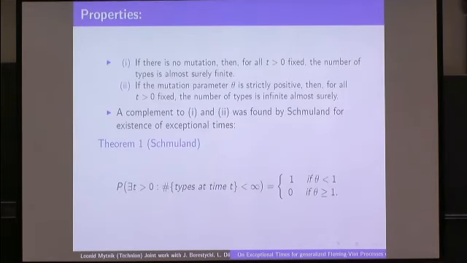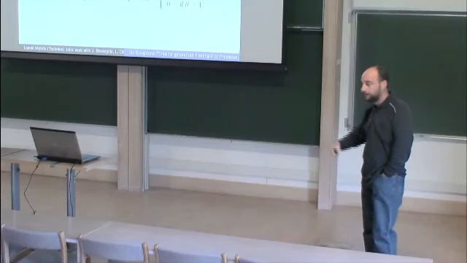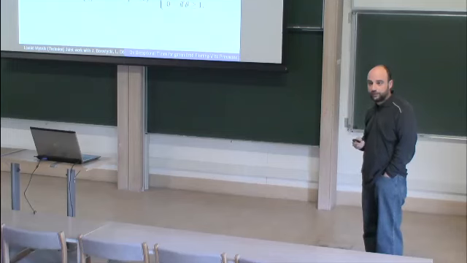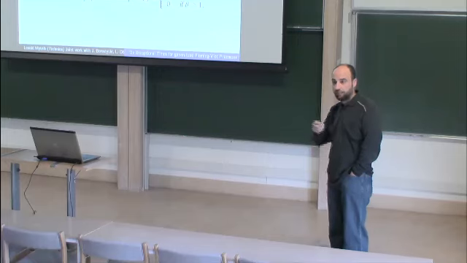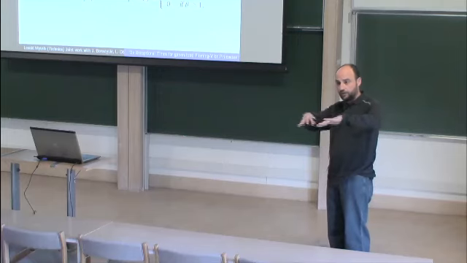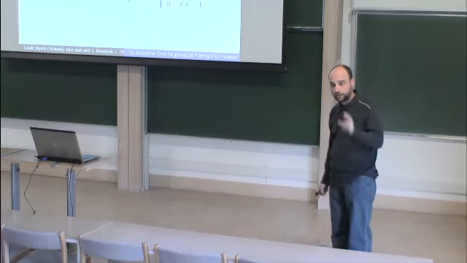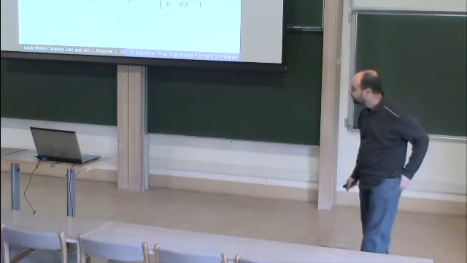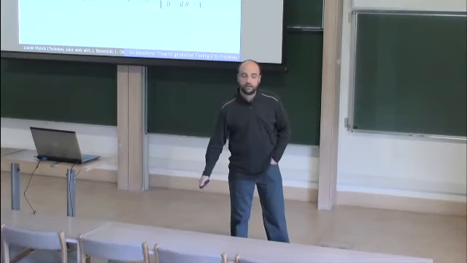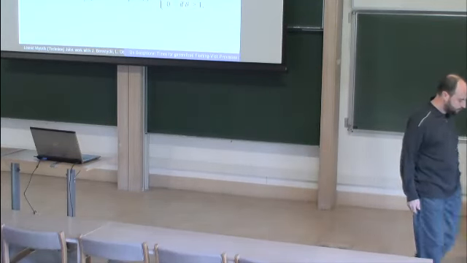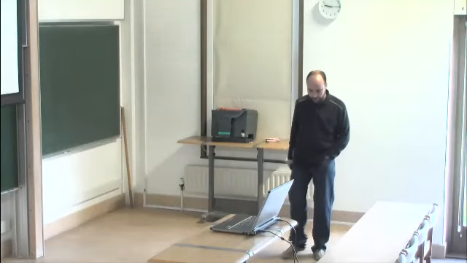If theta is small enough, smaller than some number, if mutation is weak, then for sure with probability 1 there are times where just a finite number of types are present in the population. Or in other words, there is a finite number of Dirac measures which build your process. And if theta is greater than a constant, then there are no such times. So the mutation is strong enough. So it's a pretty tight result about this threshold.